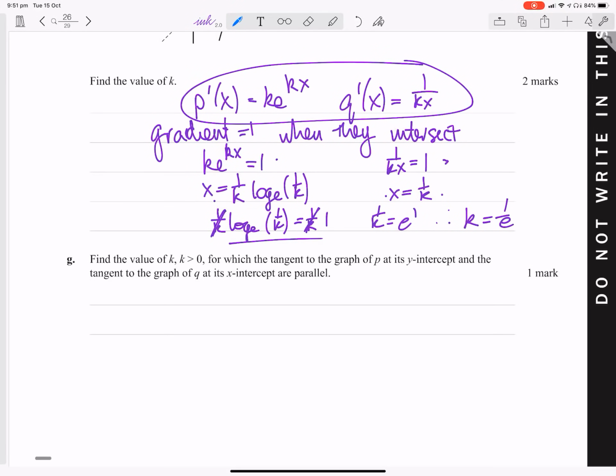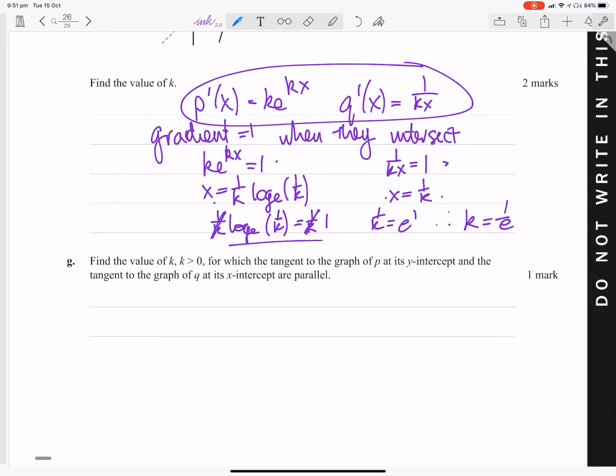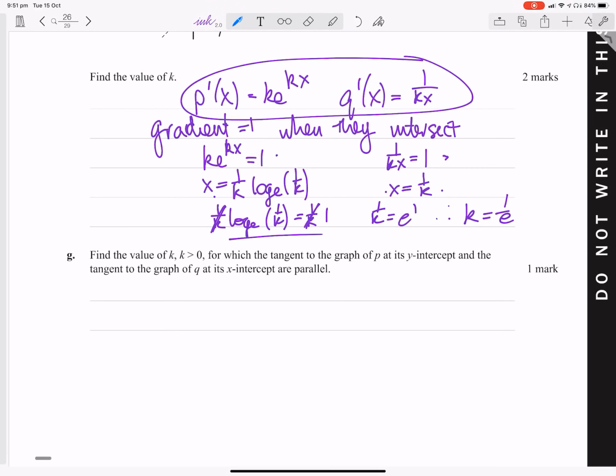Find the value of k for which the tangent to the graph of p at its y-intercept and the tangent to the graph of q at its x-intercept are parallel. The tangent to the graph p at its y-intercept. So p dash of 0 is ke to the k times 0, which is k. So that's the gradient of p at its y-intercept.